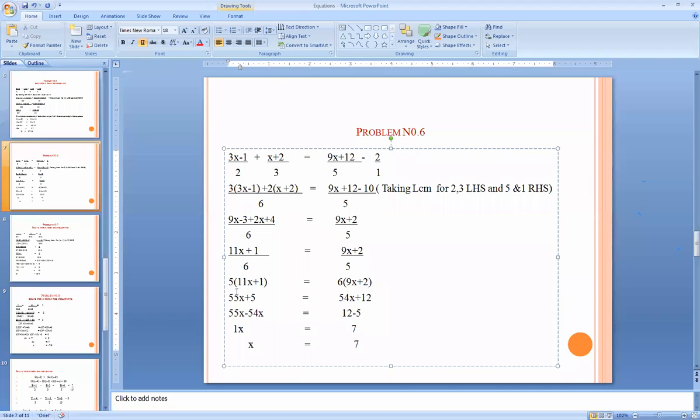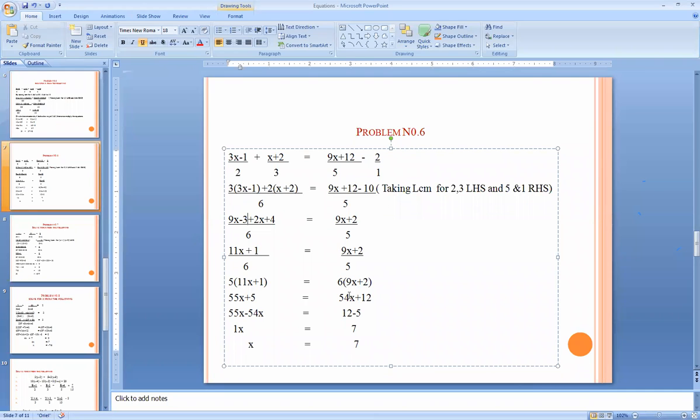So plus into plus is plus, 5 into 11 is 55x. Plus into plus is plus, 5 into 1 is 5 equals, then at the right hand side, multiply with the numbers, retain the x as it is. 9 sixes are 54x, plus into plus is plus, 6 into 2 is 12. Now in the left hand side also, right hand side, only one x and number is there. So what we can do at the last, we can shift all the x values to the left side, numbers to the right side. Retain this 55x as it is on the left hand side.